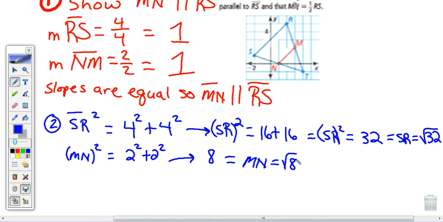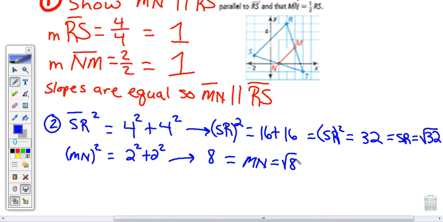Square root of 8. Do you guys agree, what perfect square could you pull out of 8? 4. How many of them? 2. What is the square root of 4? 2. You agree with that? Yeah. So the distance on M to N is going to equal 2 root 2. The distance on R to S is going to equal 4 root 2. It's obviously half. That ratio is half of each other, isn't it?